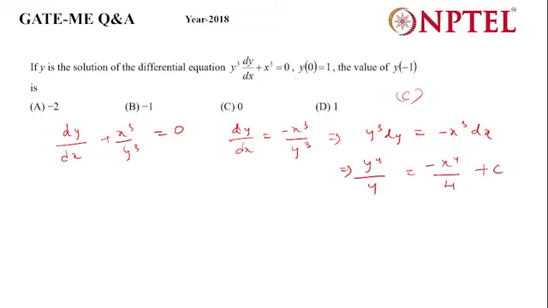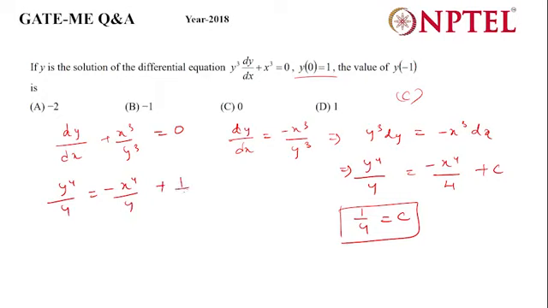Now again they have given you one boundary condition to get the c. We'll put the boundary condition here. What is that? At x is equal to 0, y will be 1. So your c will be 1 by 4. So your solution will be y to the power 4 by 4 equals x to the power 4 divided by 4 plus 1 by 4. So your solution will be y raised to the power 4 minus x raised to the power 4 plus 1.